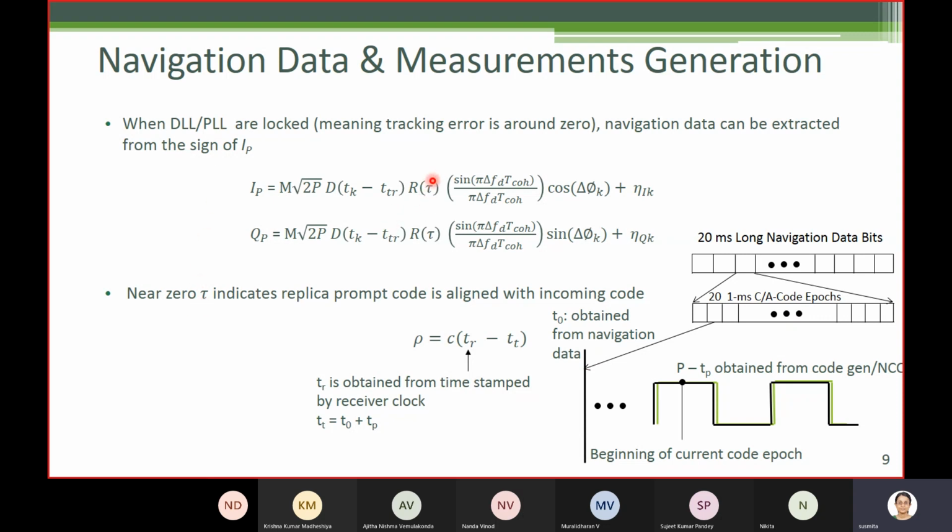It is not possible that tau is 0 here and delta FD is very large. That will not happen. They are coupled, okay? Although we have not shown that coupling, because we have assumed linear operation, they are coupled. So only when the tracking loops are working properly, DLL and FLL or DLL and PLL, you can generate the pseudo range measurements. Otherwise, you cannot.